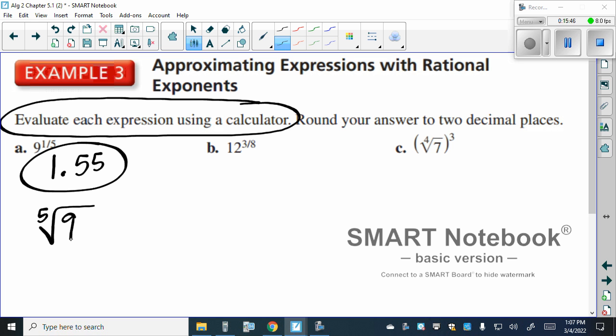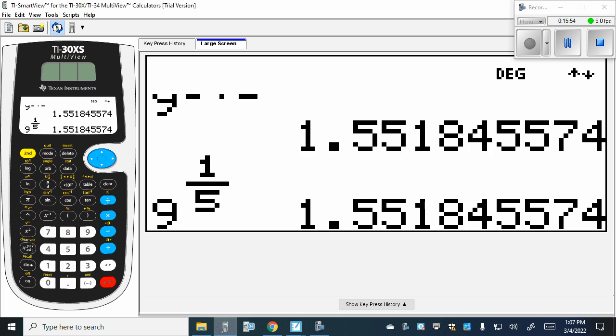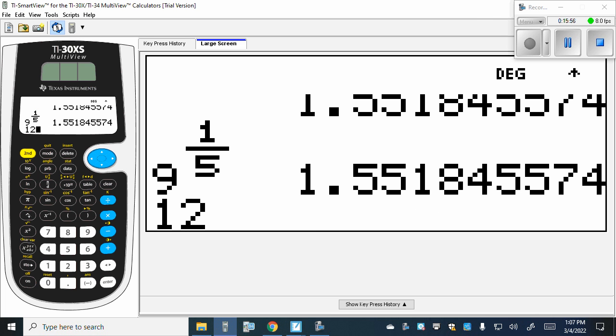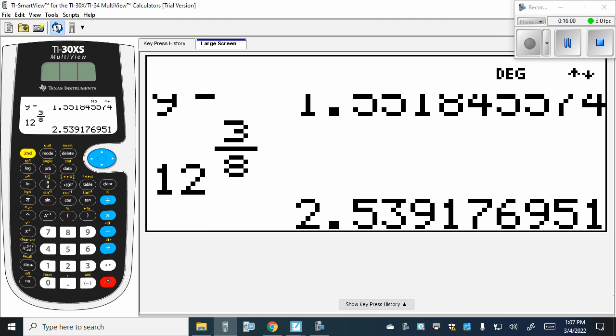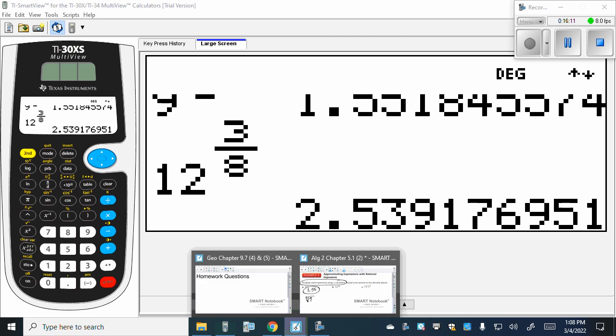12. Now 3/8, since it's to the 3/8 power, we would expect the number to get smaller. And again, all we've got to do is plug this into the calculator. So we take 12 to the 3/8 and hit enter, and it tells us that it's 2.53917. But if we're going to 2 decimal places, it'd be 2.54. Yes.